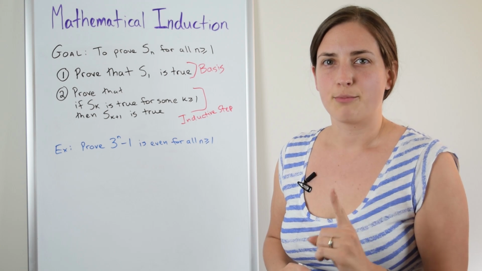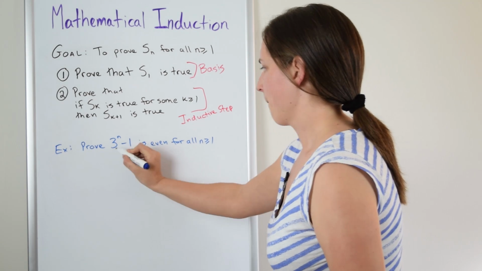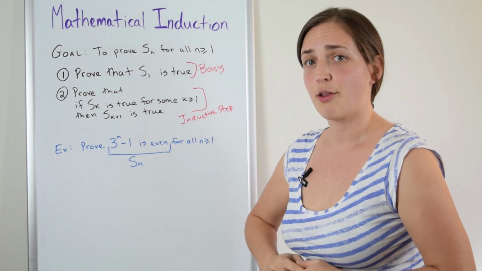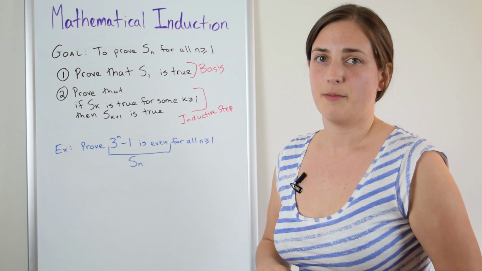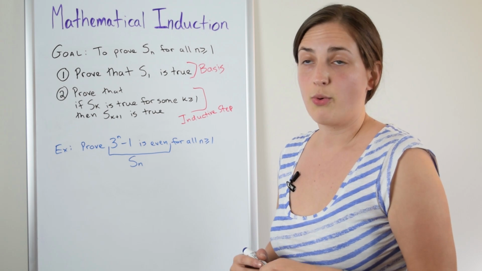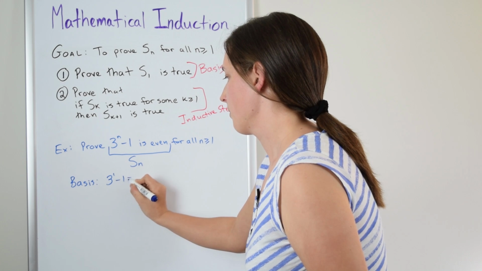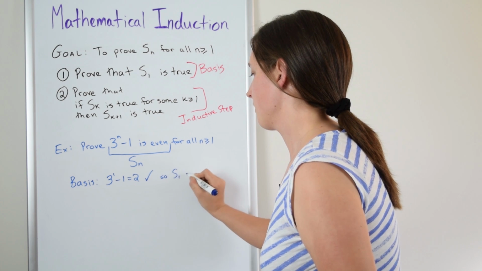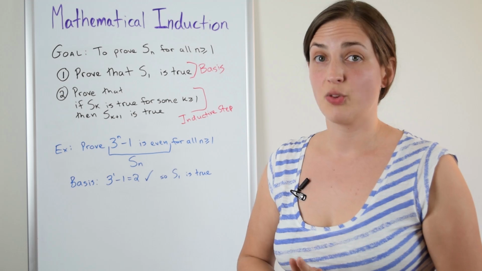Step number 1 is we need to prove the statement is true for n equal to 1. What is the statement? The statement is that 3 to the power of n minus 1 is even. That's our statement, Sn. So if we want to show that this is true for n equal to 1, what do we have to do? Plug in n equal 1. The basis is 3 to the power of 1 minus 1. Is that going to be even? It equals 2, so yes, S1 is true. The basis is usually the easy case.